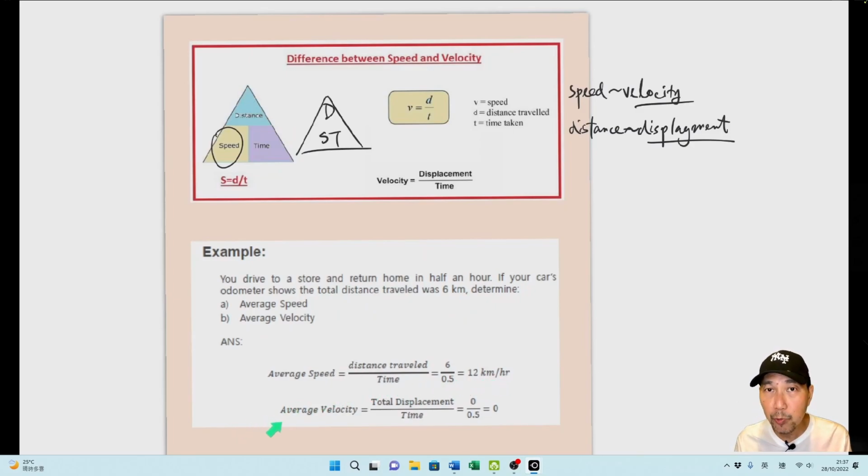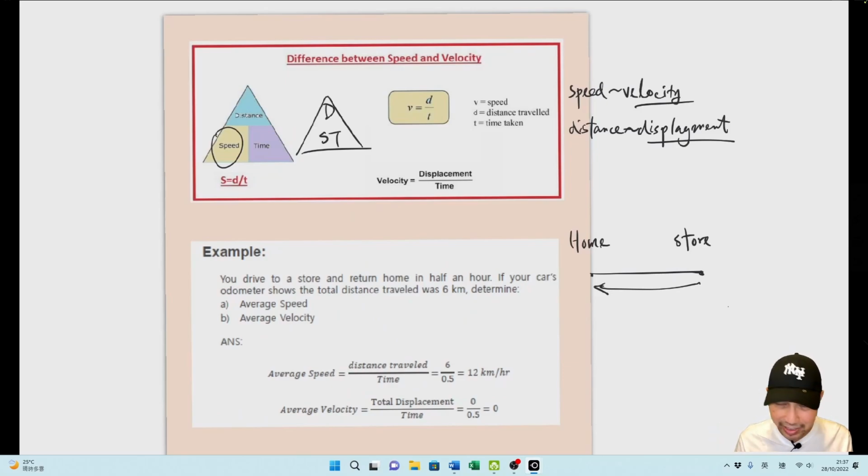In part B, we are required to find average velocity. In the numerator, we need to put the total displacement. Now go back to see the question. We start from home, go to the store, and then go back. In this case, the displacement is 0. Although you have traveled somewhere and back, displacement just talks about the distance between the starting point and the end point. So the displacement is 0. So we don't need to calculate anything.